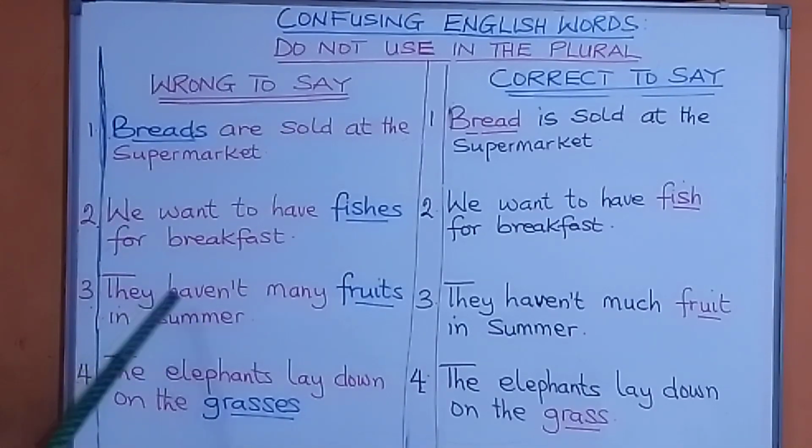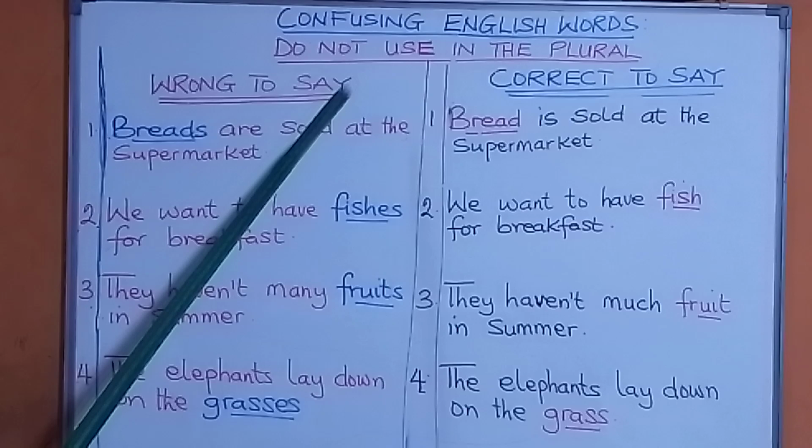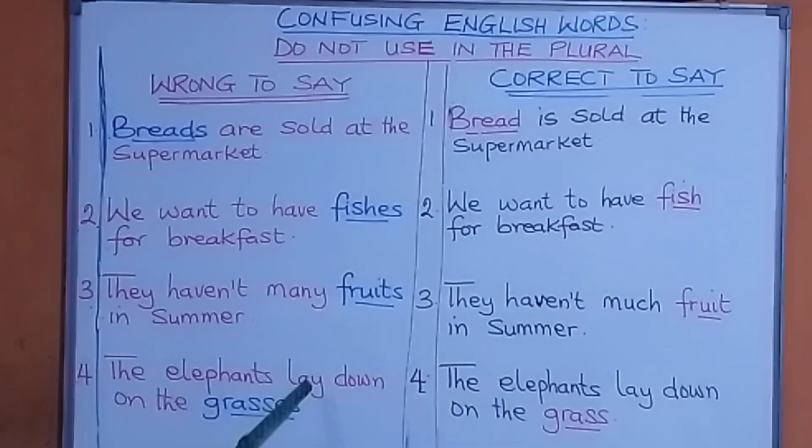Wrong to say they haven't many fruits in summer. Say they haven't much fruit in summer. Wrong to say the elephants lay down on the grasses. No. Say the elephants lay down on the grass. That is our lesson on that.